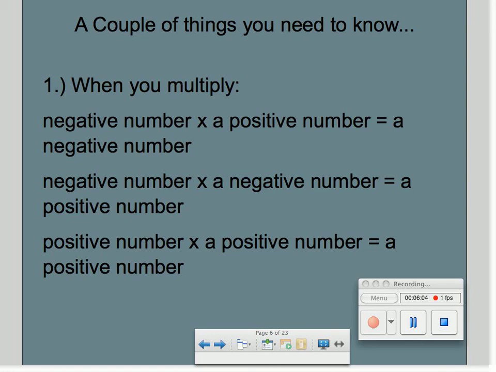When we have a positive number and a positive number, this one is last because it is so straightforward. Anytime that we're multiplying a positive number and a positive number, what is our answer always going to be? Positive. Positive times a positive gives you a positive. Positive 5 times positive 2 gives you positive 10.